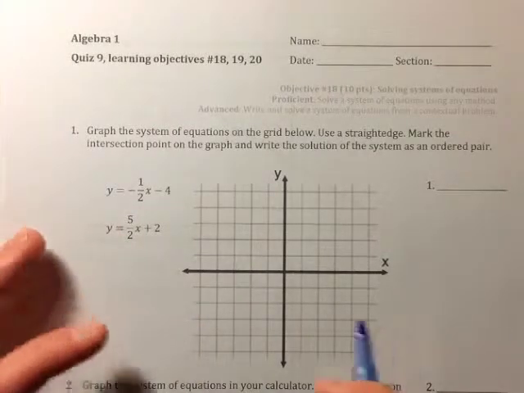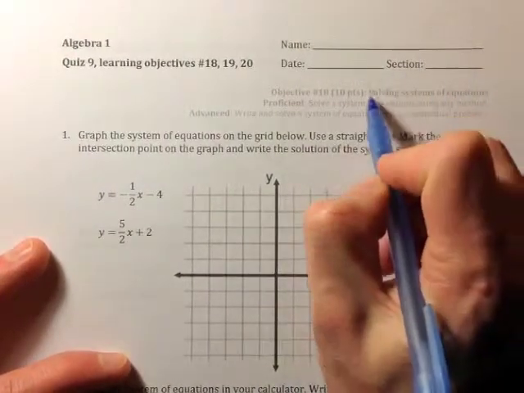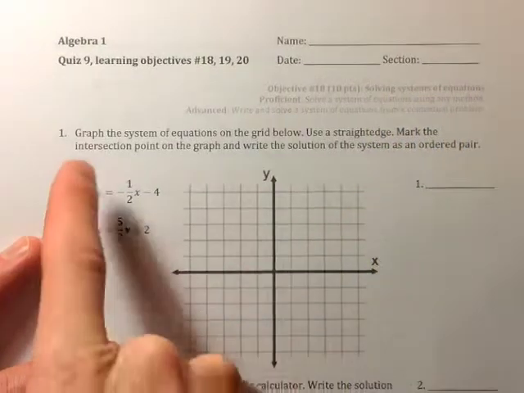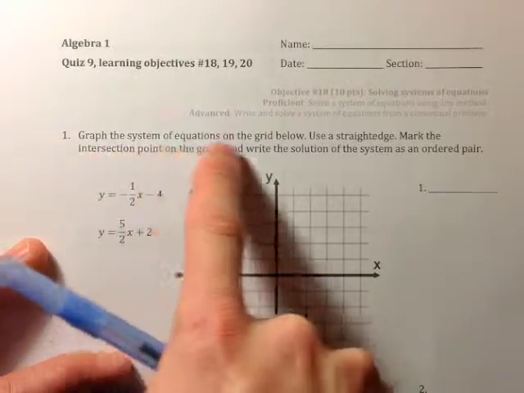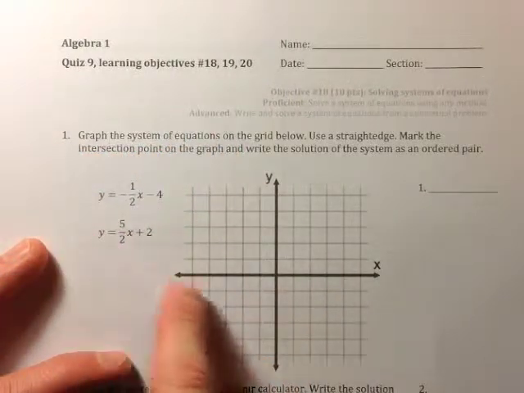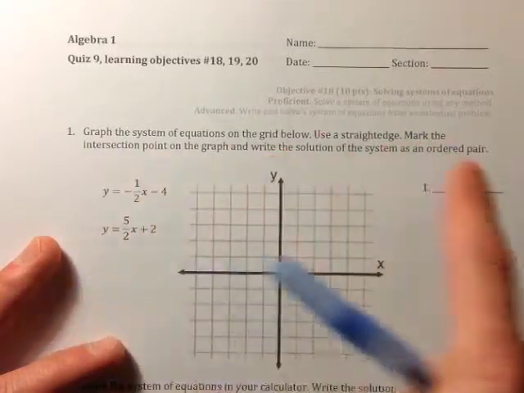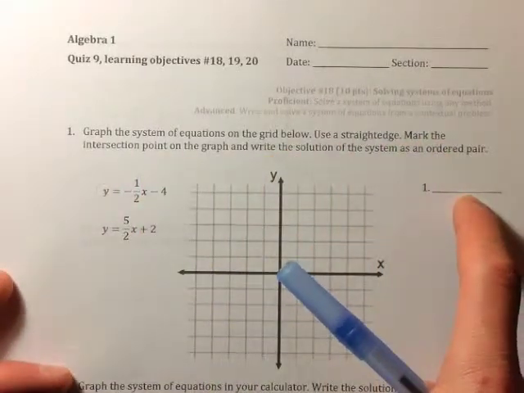In this video we're going to be looking at the objective on solving systems of equations in Algebra 1. So let's look at problem number 1. Graph the system of equations shown right here on the grid below using a straight edge, and then we will mark the intersection point and then write the solution of the system as an ordered pair.